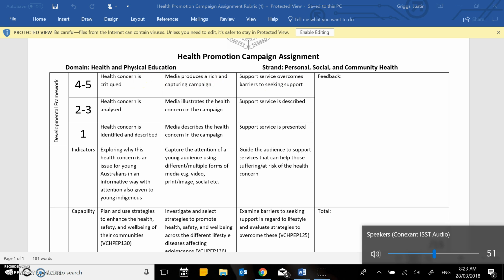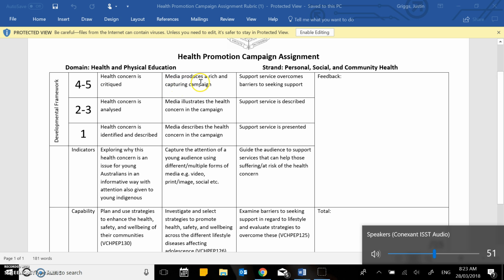So starting with our first criteria, health concern is critiqued. What that means is that you really need to go in depth and explain the health concern. So you need to explain it as if people aren't already aware of what the health concern is, so that you give a really clear idea of your own understanding of that particular health concern. All right, so just remember with the health concerns, what we're talking about here are the obesity, asthma, anaphylaxis, all the different topics within the ebook.